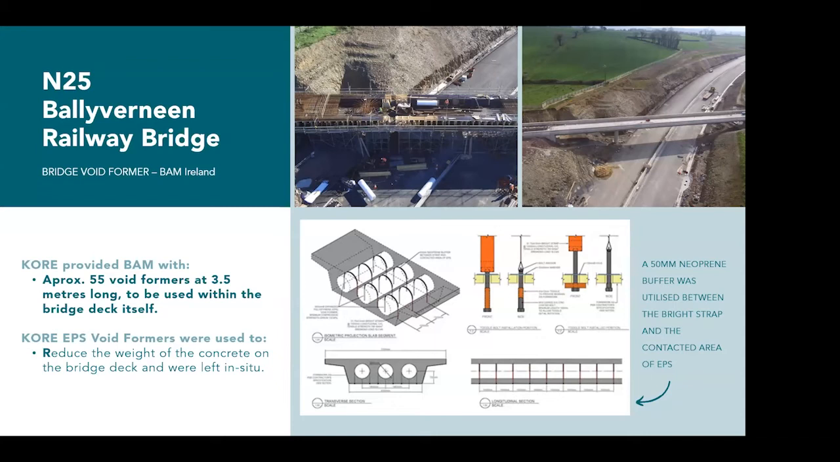The EPS void form was used along with a 50 millimeter neoprene buffer between the bright strap and the contacted area of the EPS. As you can see, some of the drawings and the details and some of the pictures from the project are on the screen as well. So this provided BAM with a cost-effective solution to their project.